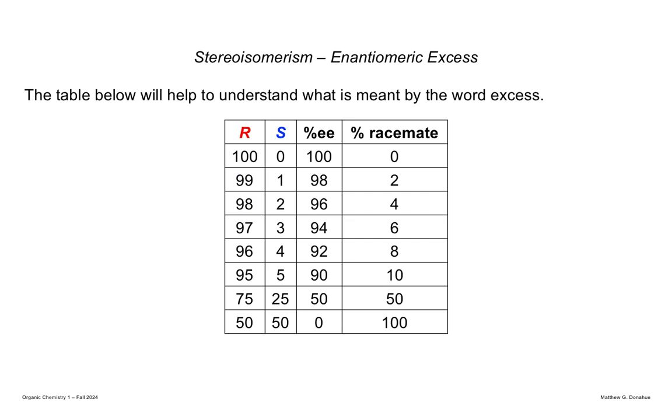parts. So let's think of R and S in these first two columns as parts. They have to equal 100. And then the third column is your enantiomeric excess, in this case of the R. So 98 to 2, those two S's subtract off 2 from 98. That gives you an excess of 98% R. So overall, 4% of that is the racemate.